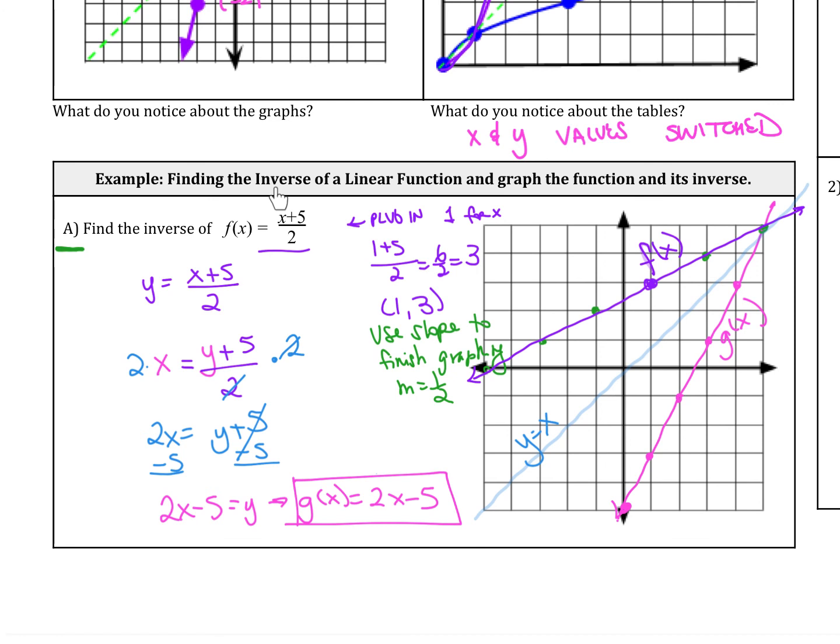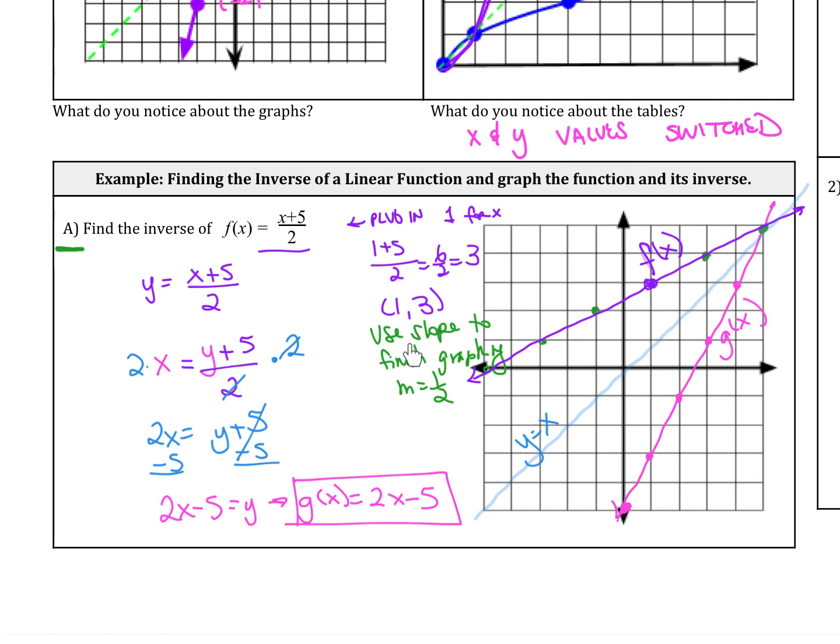Remember, you can always plug in a number. I chose 1, for example, because I know if I add 1 and 5, that'll get me 6, and that divides nicely with 2, right? 2 goes into 6 really nicely. So then I get the point 1, 3. Just pick a number that works out really nicely. So I have 1, 3.